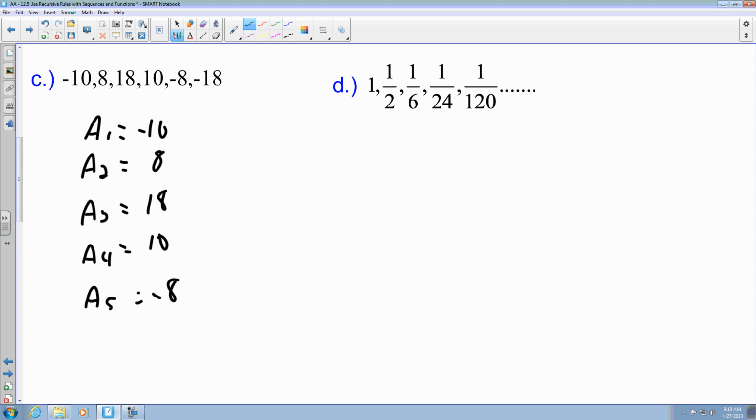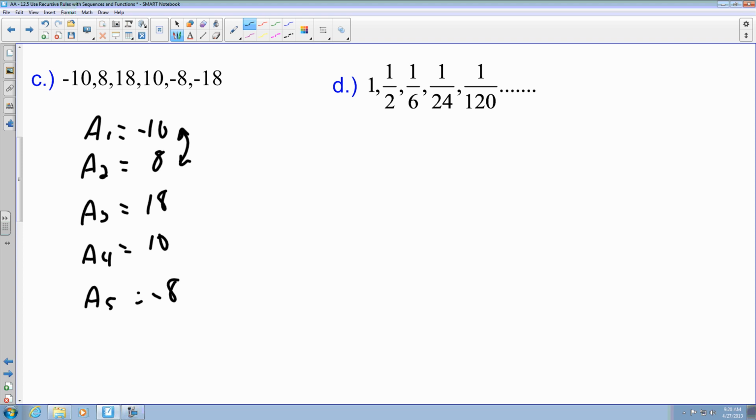From here, I want to pay attention to these two values right here. I've got negative 10 and I've got 8. How can I manipulate those numbers using addition, subtraction, multiplication, or division? How can I take negative 10 and 8 and make 18?